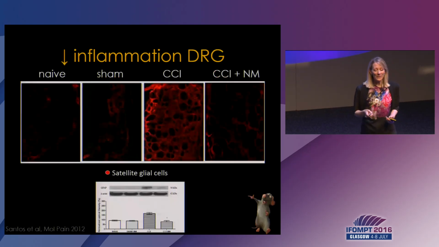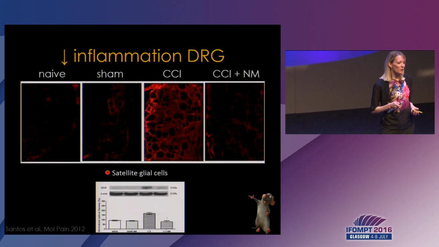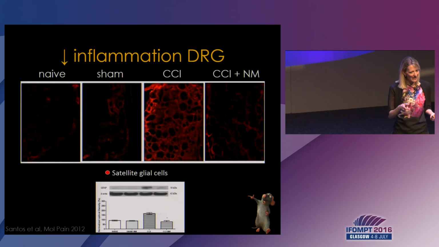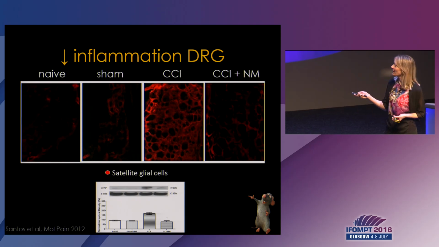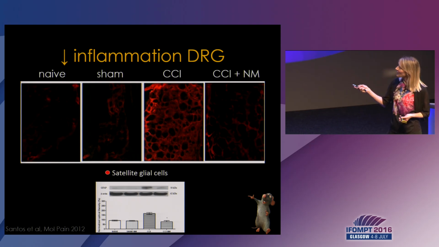So what she found is the following. At the level of the dorsal root ganglia, that is the part that I would like to show you. We're talking about these satellite glial cells again. In naive animals, you can see there's almost no activation of these satellite glial cells. In animals that received a nerve injury, you can see a significant activation of these satellite glial cells. And in those animals that were treated, there's a significant reduction of this proliferation of the satellite glial cells.